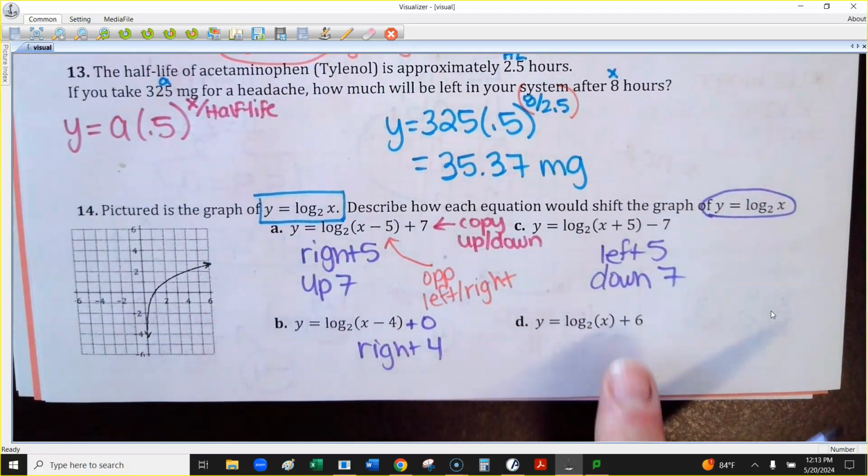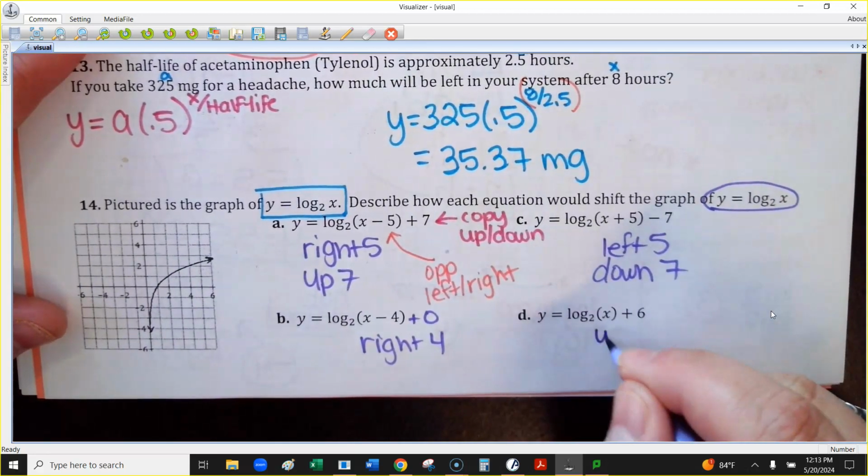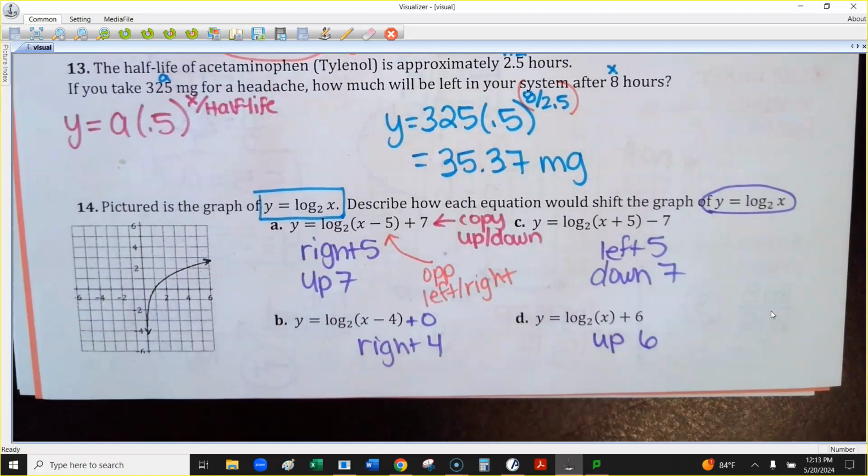Now this, nothing inside with the x, so it doesn't move left or right. Outside is just going to copy that, so that would be up 6 is all that's going to do.